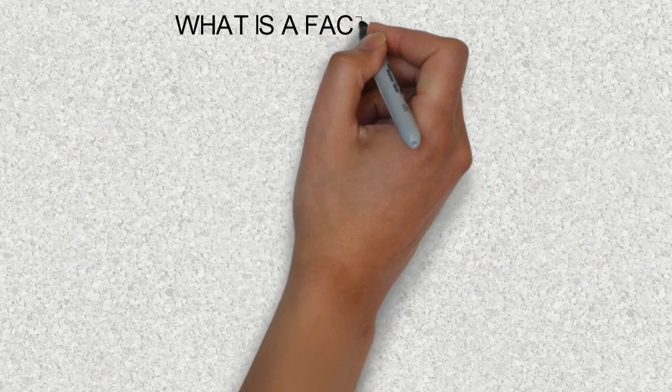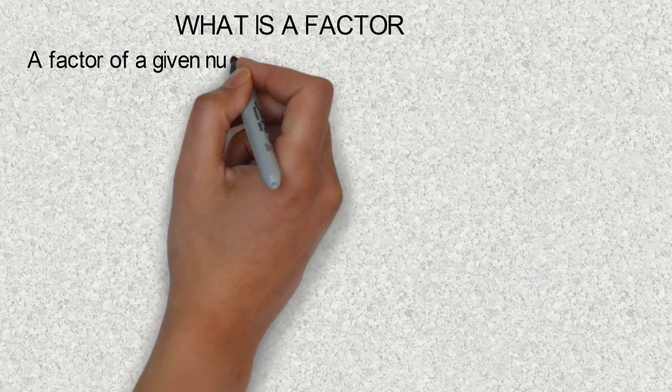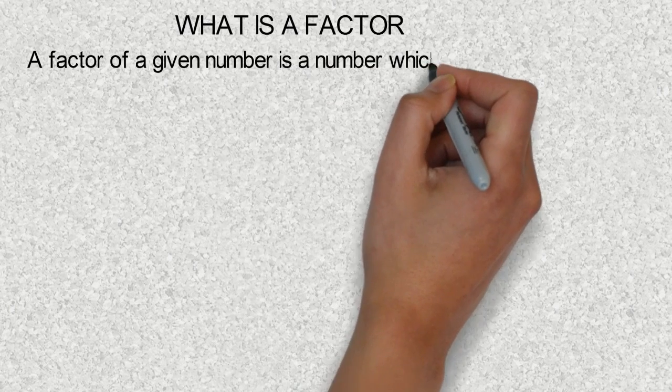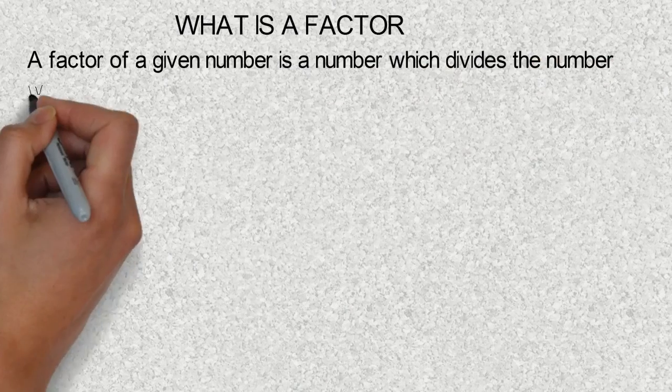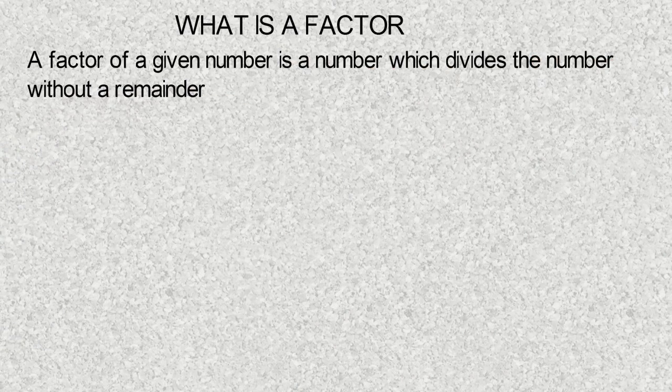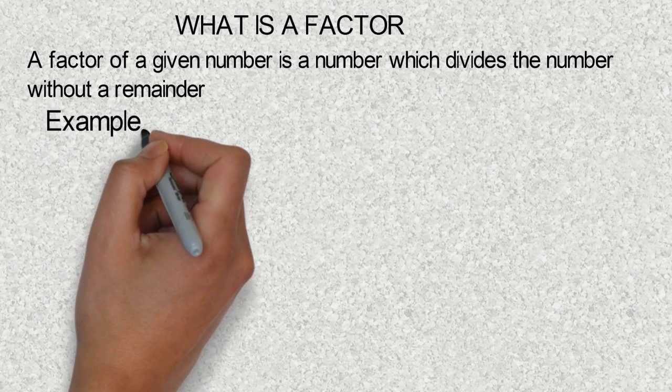So, what is a factor? A factor of a given number is a number which divides the number without a remainder. What I mean here is, if I have a number and I divide it by another number, and in doing this division I have no remainder, that means the number I've divided with is a factor of the number I divided. So let's look at this example.